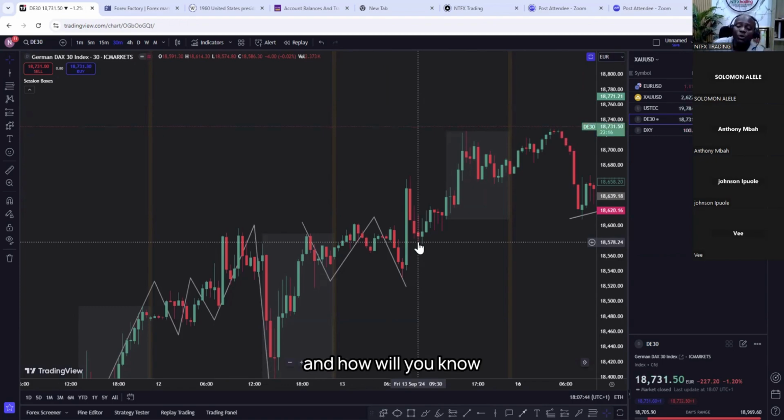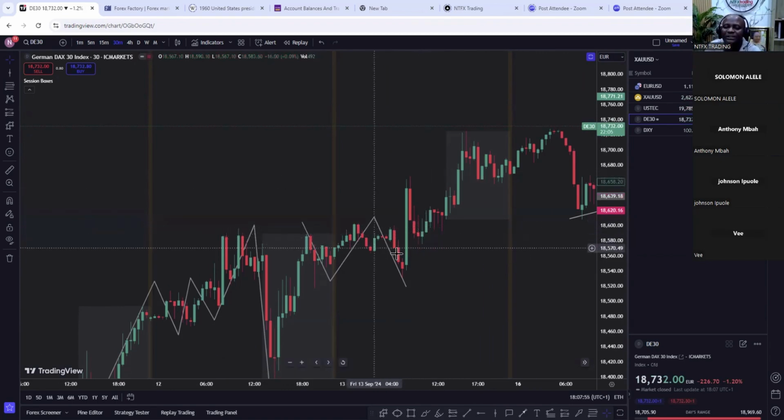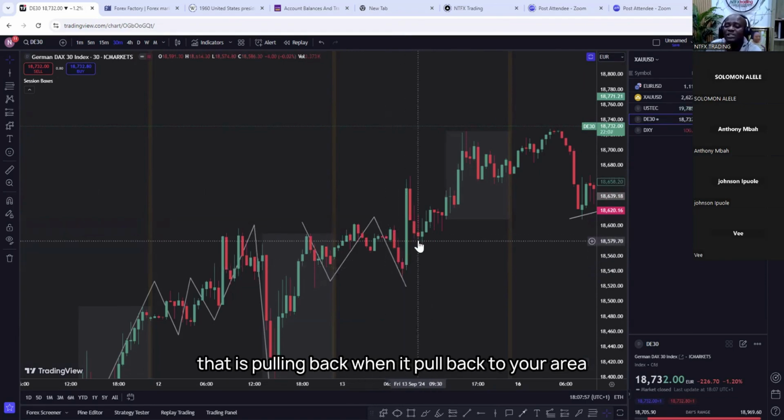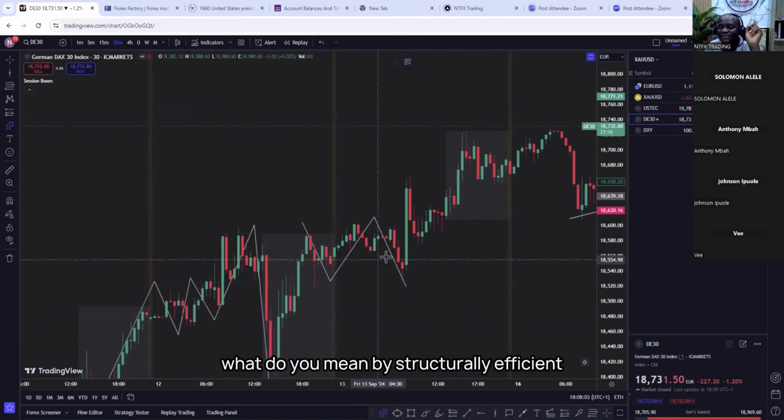And how will you know whether it is a mitigation for sell? If it is a mitigation for sell, then the sell is going to be very fast and drastic. But if the coming back here is very slow, then you know that this is a true injection that is pulling back. When it pulls back to your area, make sure that it is structurally efficient. What do you mean by structural efficiency?